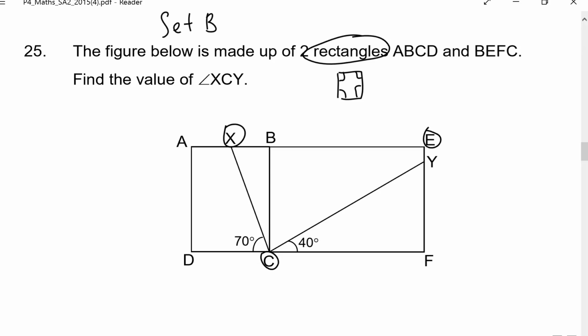XCY. So meaning this angle over here. The one that I shaded, this is the angle that we are going to be finding. XCY. Follow the direction XCY. So the angle XCY is that black shaded angle. Now let's break up this rectangle first.